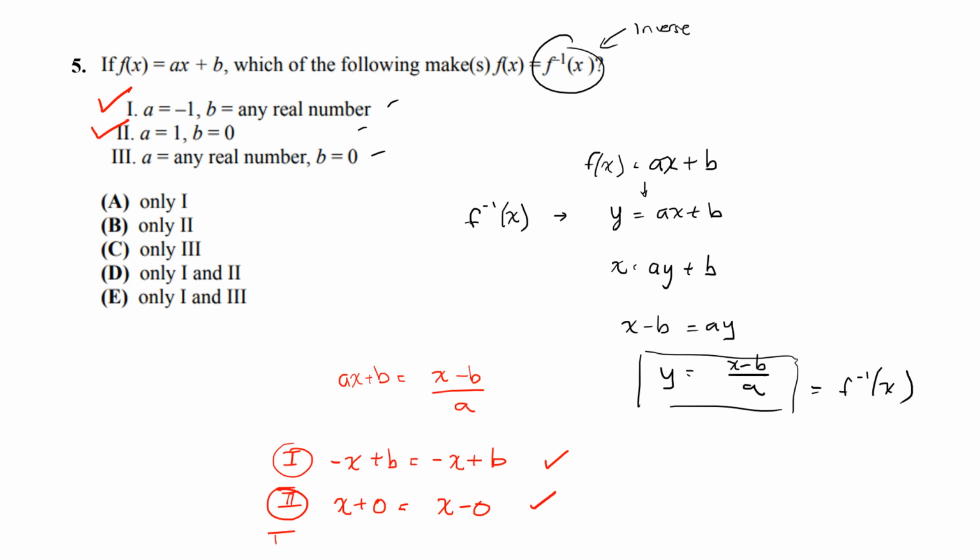And then the last one, choice 3: a is any real number, b equals 0. So we'll have ax, where we don't know what a is yet, plus 0 equals x over a, and b is 0 here, so plus 0. You can tell that is not exactly the same. We reject choice 3, so we are left with answer choice D, which is only 1 and 2, because we reject that third one.